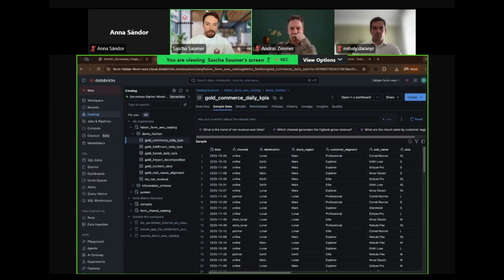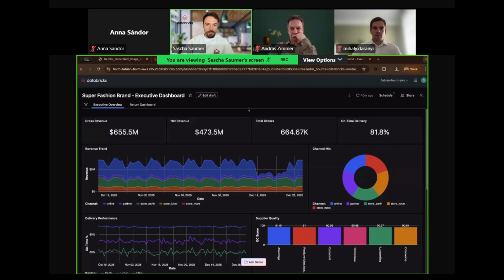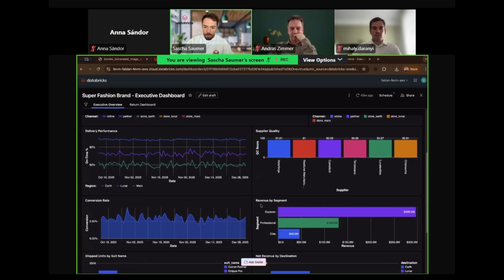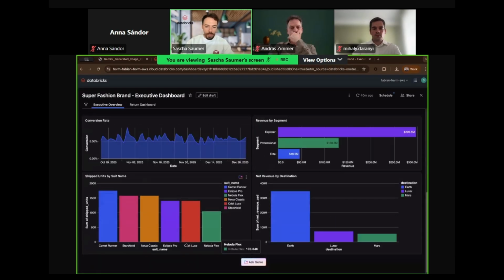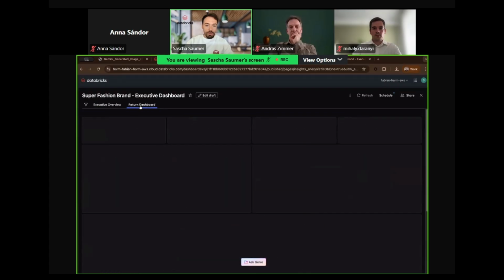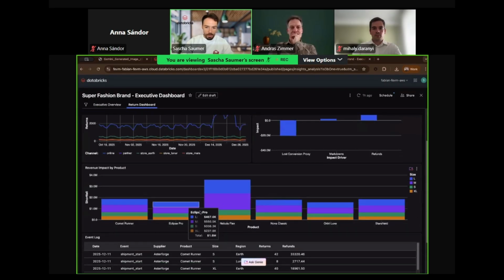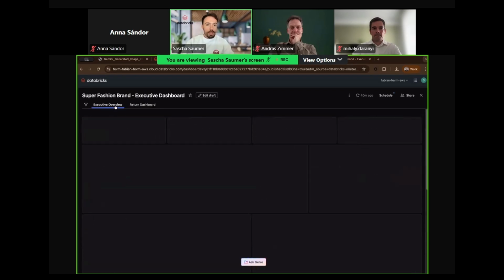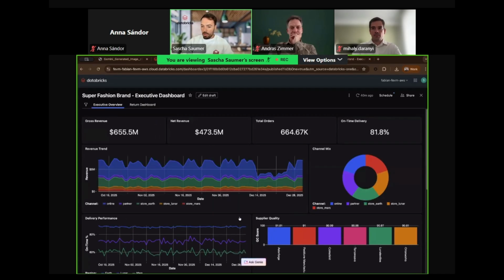So that's why I created a dashboard, in that case, kind of an executive dashboard with our AI/BI, which is the built-in dashboards we have here at Databricks. And you can see we have some classic KPIs, revenue, orders, revenue trends, and interactive charts, delivery performance, different types of information displayed here, as well as a return dashboard, for example, showing me the revenue impacts and so on and so forth. And that's a classic dashboard that we all know, right?